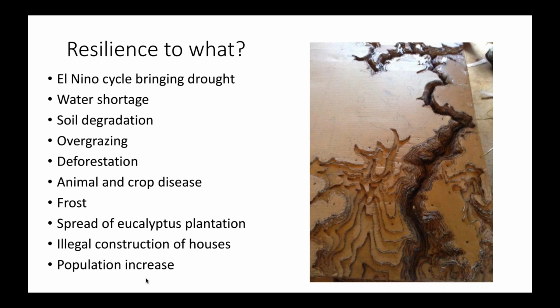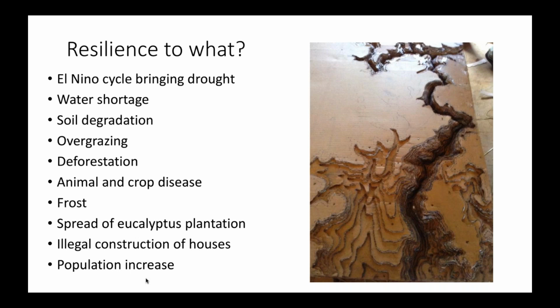Deforestation: that area, that land was forested not so long ago, 30 years ago, and there was a government change, and in the space of 3-4 years, rapid overgrazing, and everybody competing to deforest because it suddenly became a source of income. That's a different story that I don't intend to go into. And animal and crop disease; frost is a huge problem. Spread of eucalyptus plantation. Between when we did our resilience assessment and now, there's been a huge spread of eucalyptus plantation.